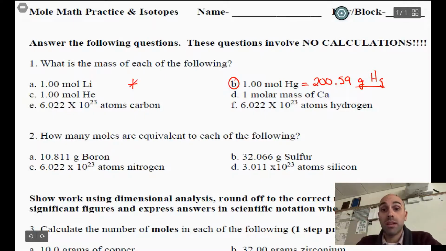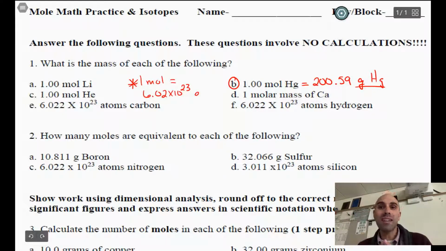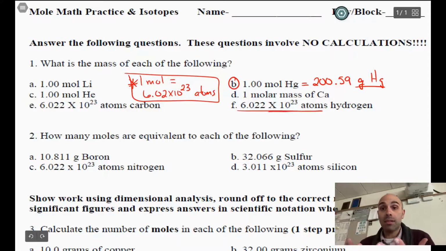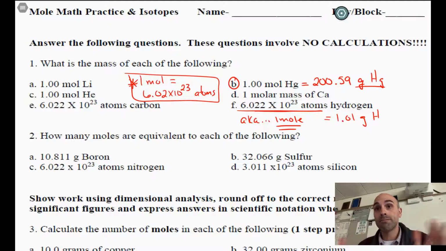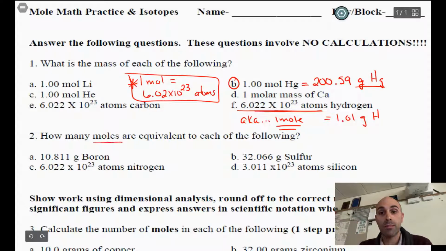Remember, 1 mole of any substance is also equal to Avogadro's number, 6.02 times 10 to the 23rd atoms. So that can be used interchangeably. If I say to you, I want 1 mole of chlorine, I could say the same thing as I want 6.02 times 10 to the 23rd atoms of chlorine. It's the same exact thing. So for example here, 6.02 times 10 to the 23rd atoms of hydrogen is interchangeable. That is just like saying 1 mole of hydrogen. That's equal to 1.01 grams of hydrogen, taken again right from the periodic table.